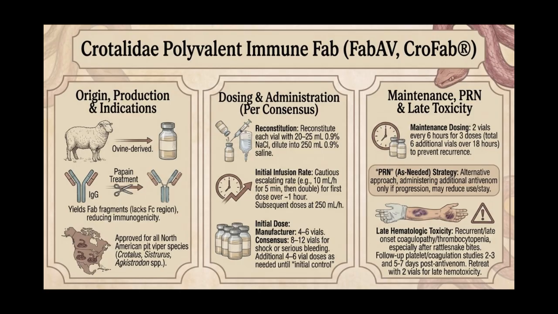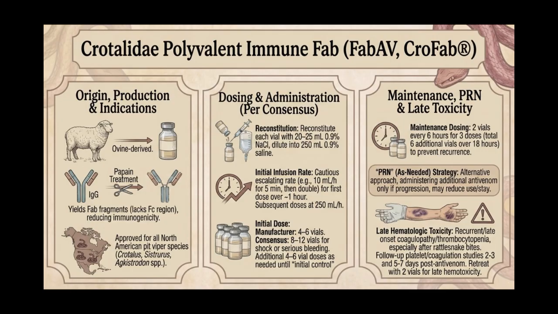For initial infusion, it is recommended to administer the first dose cautiously at an escalating rate to minimize the risk of serious adverse reactions. The initial rate should be 10 milliliters per hour for the first 5 minutes, with close monitoring for hypersensitivity reactions. If the patient tolerates this dose well, the infusion rate can be doubled every few minutes to complete the first dose over approximately 1 hour. If the patient has tolerated the initial dose without issues, subsequent doses can be infused at a rate of 250 milliliters per hour without further rate titration.